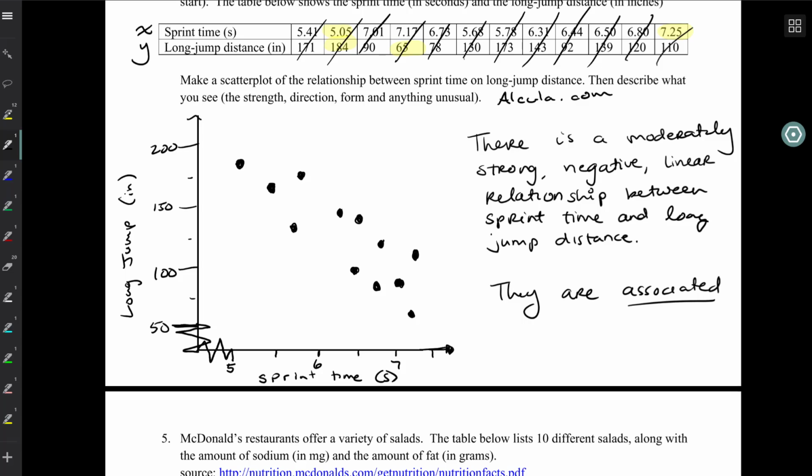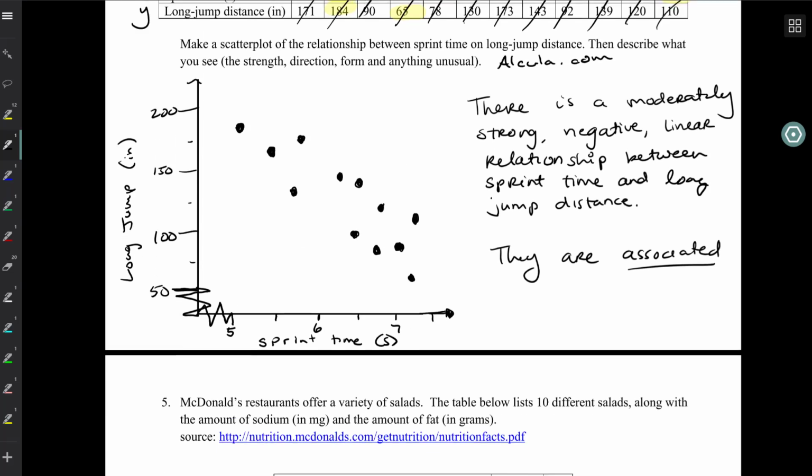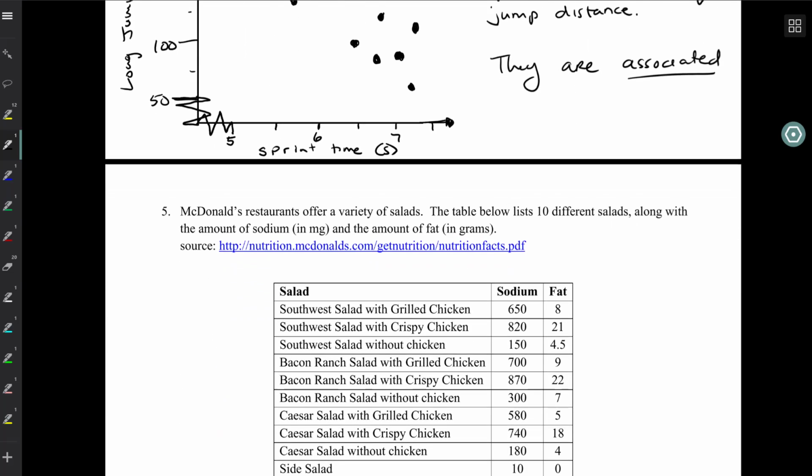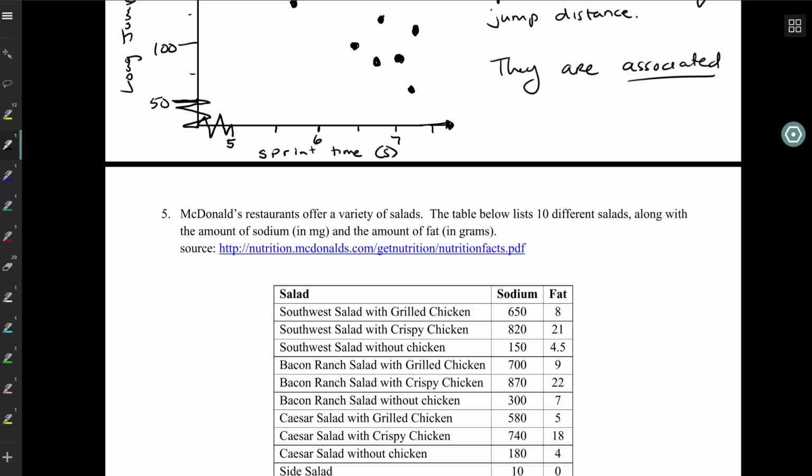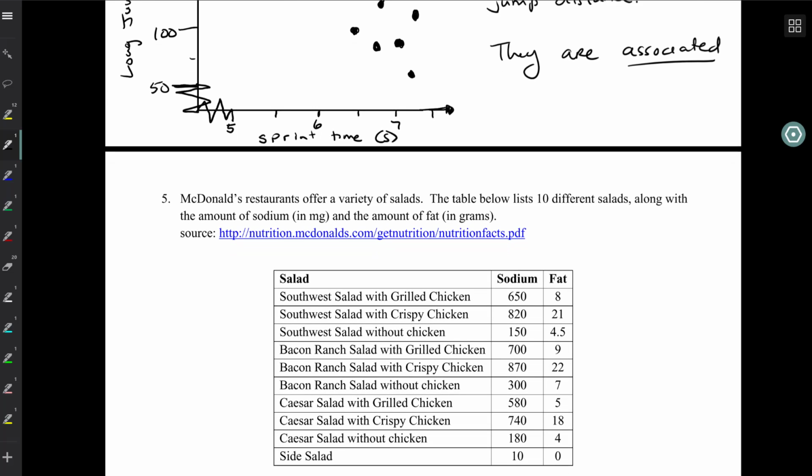Now, let's take a look at another one that might be a little bit more tricky as far as trying to interpret what we see. And it'll show you the lengths at which we can actually start to make connections with data and how it connects to real world applicable stuff. Our next example is going to look at McDonald's salads where we're comparing their sodium and fat.